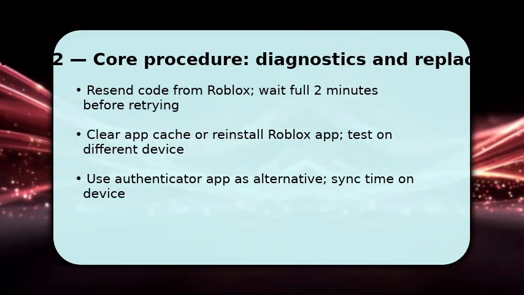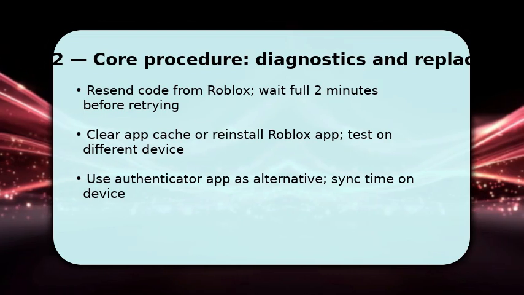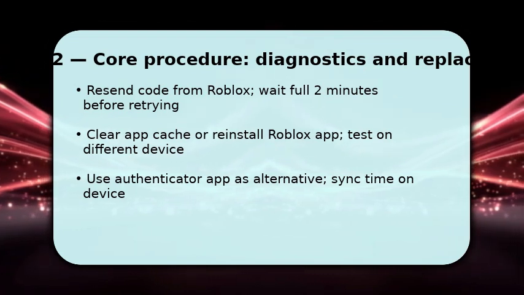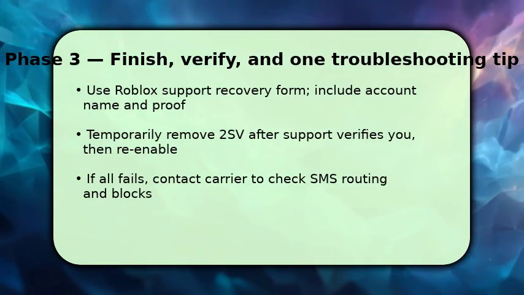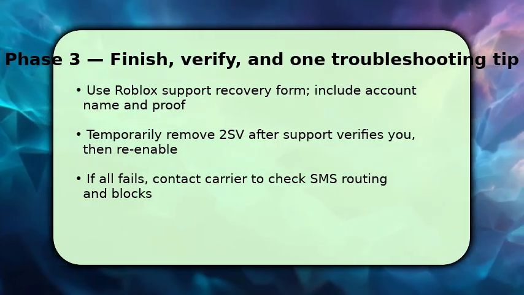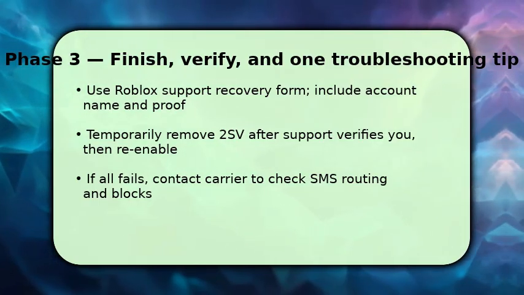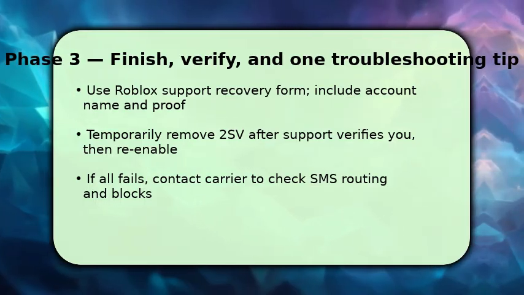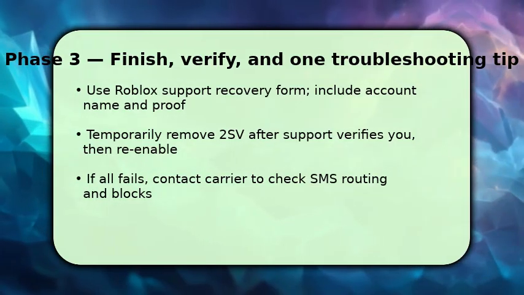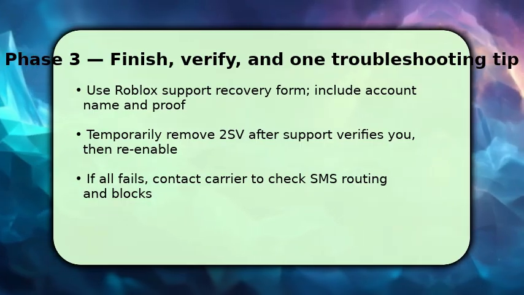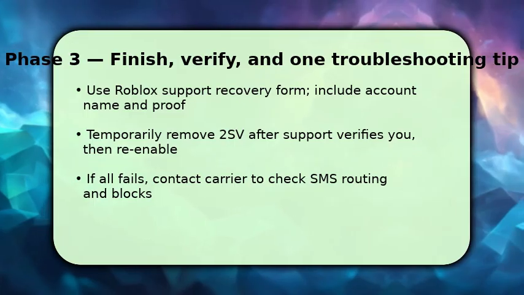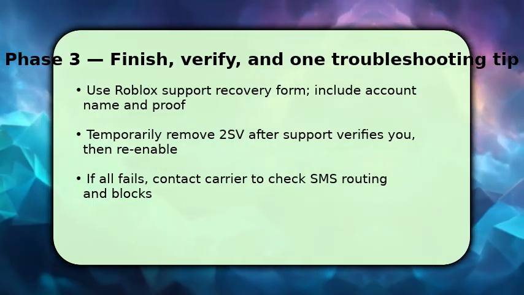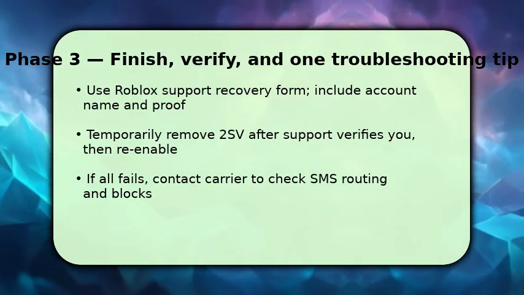To finish, use Roblox account recovery if codes never arrive. Submit the support form with your username, birth date, device info, and a photo proof if required. This proves ownership. Once support verifies you, temporarily remove two-step verification, sign in, then reconfigure 2SV cleanly, preferably with an authenticator app. If verification still fails after that, contact your mobile carrier to inspect SMS routing and any blocks.